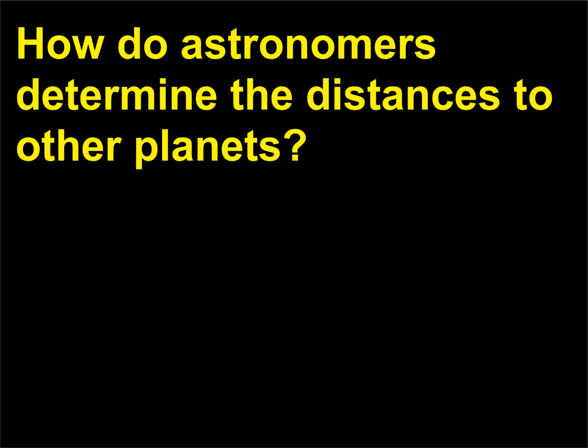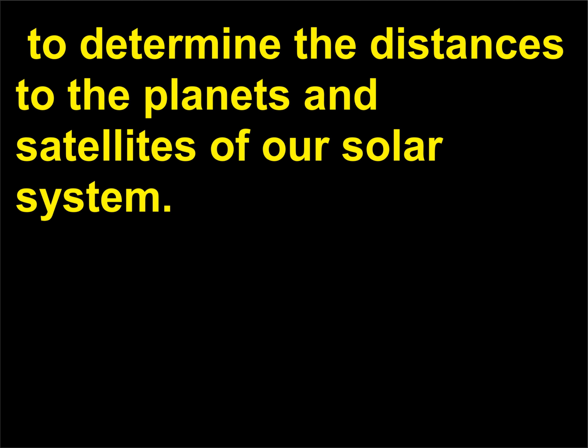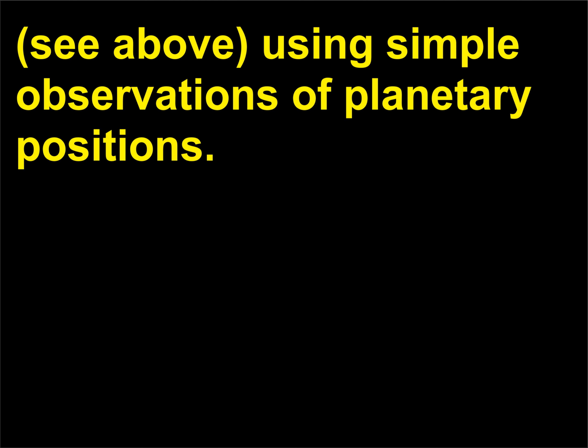How do astronomers determine the distances to other planets? Astronomers need mathematics, of course, to determine the distances to the planets and satellites of our solar system. One of the first astronomers to work this out was Nicolaus Copernicus, see above, using simple observations of planetary positions.